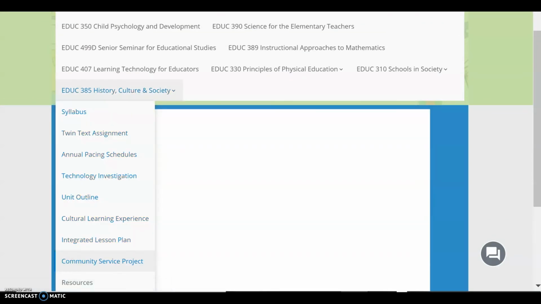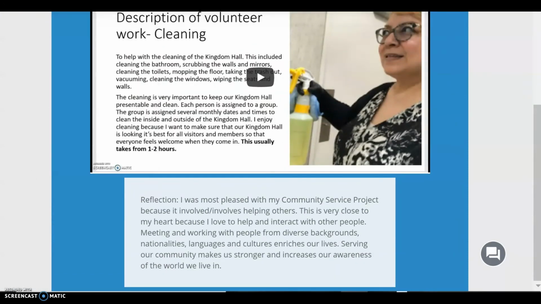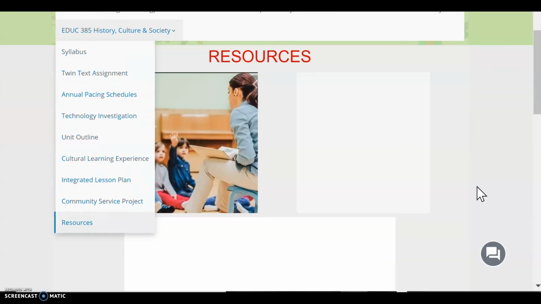This is an example of my community service project, and I was most pleased with this project because it involved helping other people. I love to interact and work with other people. I think learning about different nationalities and cultures enriches our lives, makes us stronger, and it also increases our awareness of the world that we live in, and we should always make room for that.